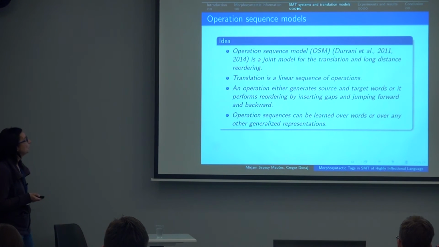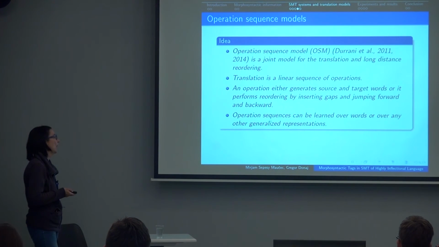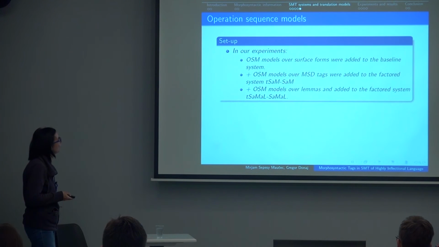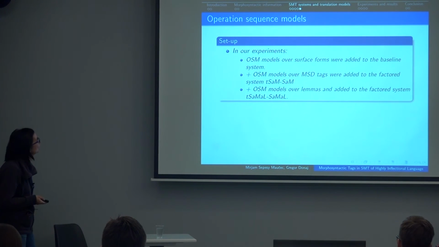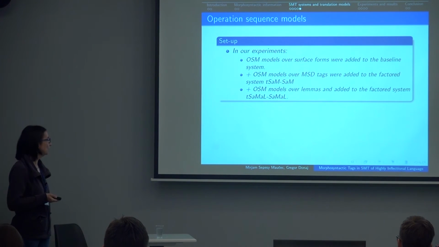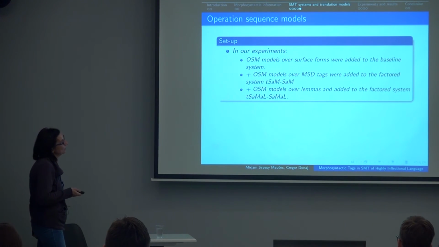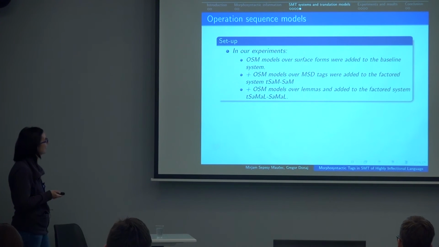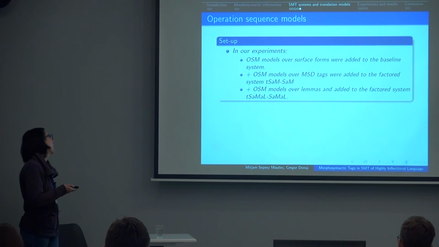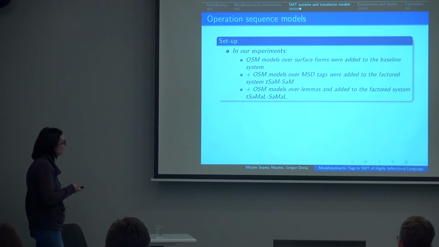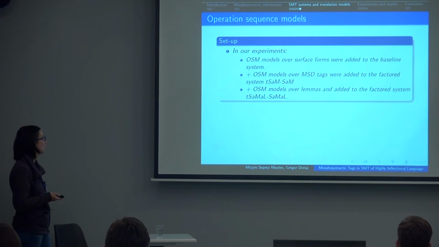And the operation sequence can be learned over different factors, not only over surface forms, but also over MSD tags or lemmas. So in our experiments, operation sequence models were trained over surface forms and added as such to the baseline system, and to the factor translation system based on surface forms and MSD tags, OSM models over MSD tags were added, and to the factor translation system based on surface form, MSD tags, and lemmas, OSM models over lemmas were also added.